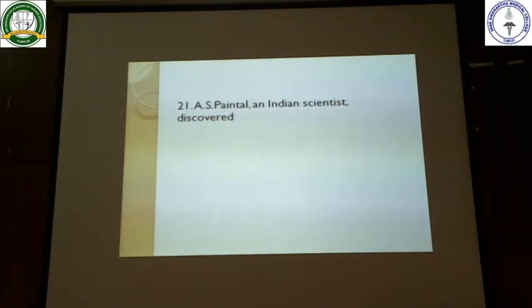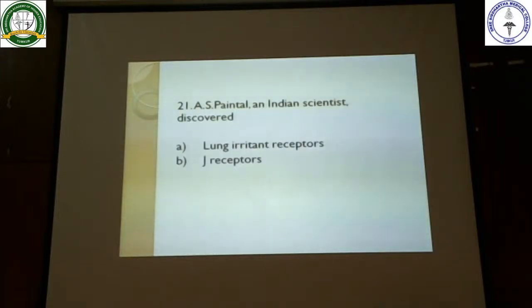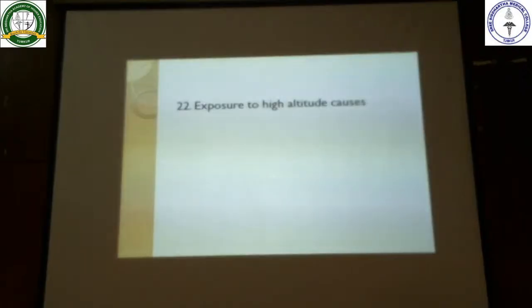Next question: A.S. Penthal, an Indian scientist, discovered lung irritant receptors, J receptors, baroreceptors, or chemoreceptors. So he discovered J receptors, which are present in the pulmonary interstitium. So the answer is J receptors.